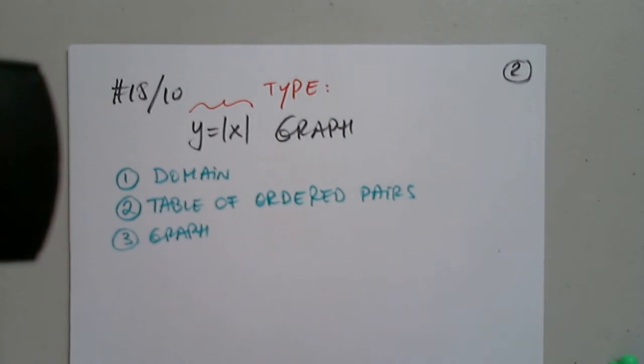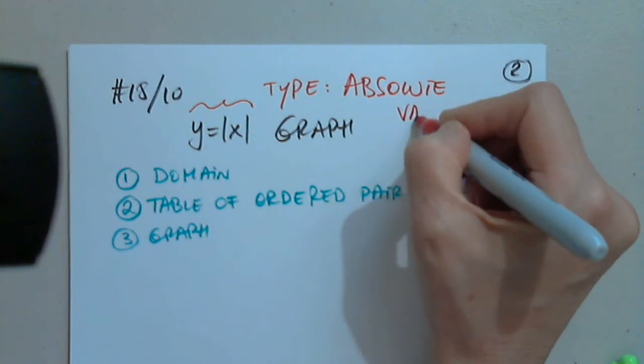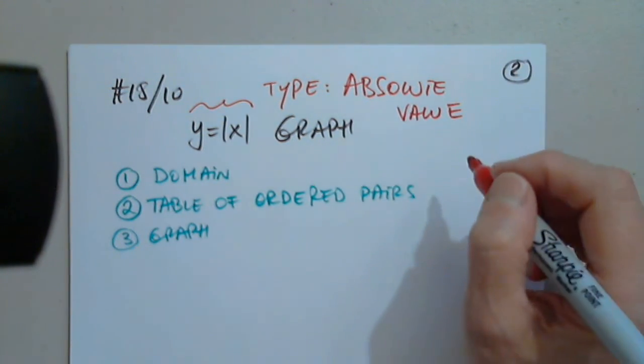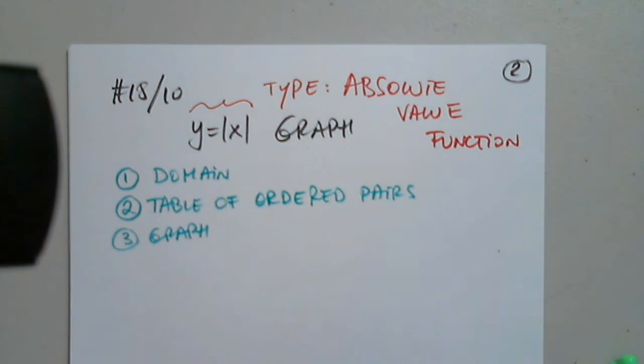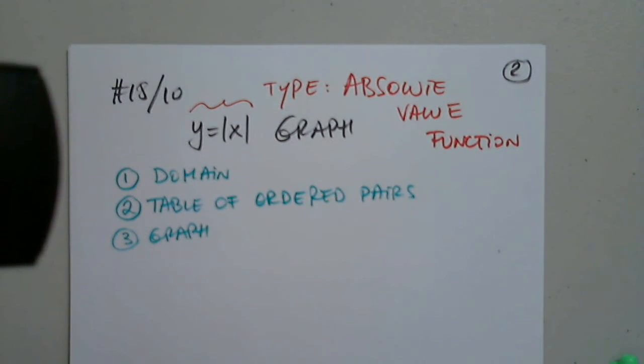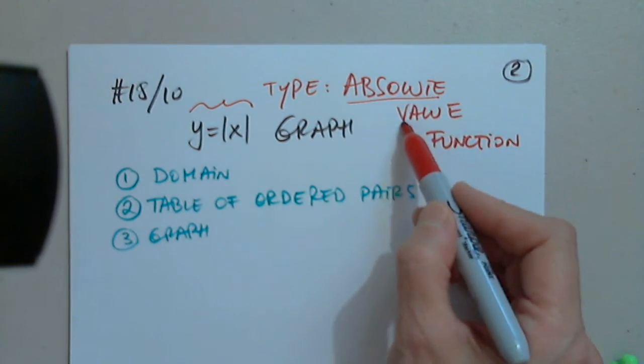Is it an absolute value function? Very good. Absolutely. Who said that? Megan. Thank you. It's an absolute value function. I just, from the reading of it, the way I read it, it's y equals the absolute value of x. It must be an absolute value function.